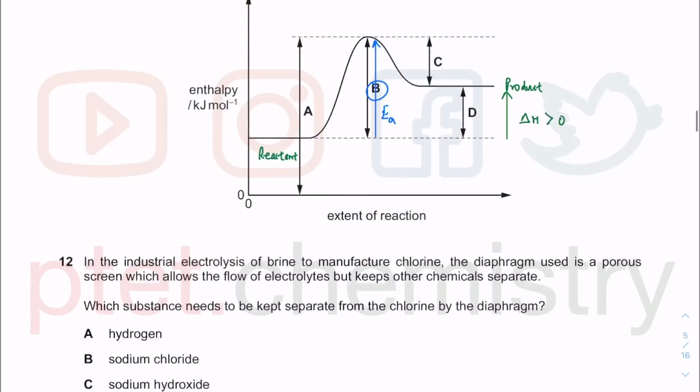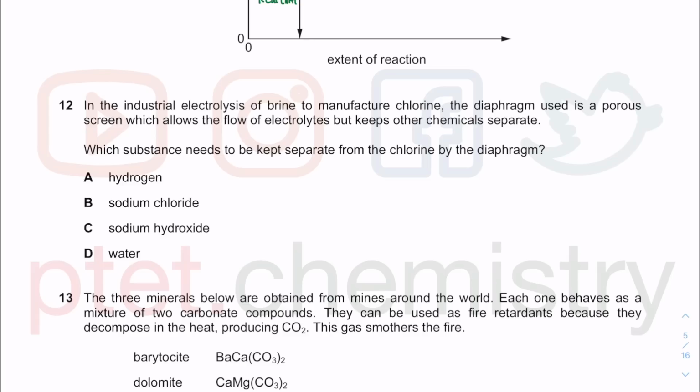Energy. Number 12, this is about electrolysis of brine. This topic has been taken out of the AS syllabus, so you won't be asked this at all anymore. But I can tell you that we do keep something away from the chlorine product that you will get at the anode, because this is concentrated NaCl from your O-level, GCSE level, or IGCSE level chemistry.